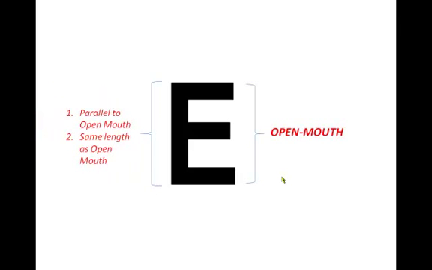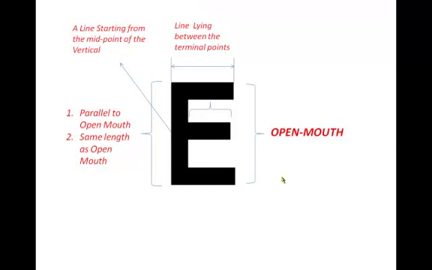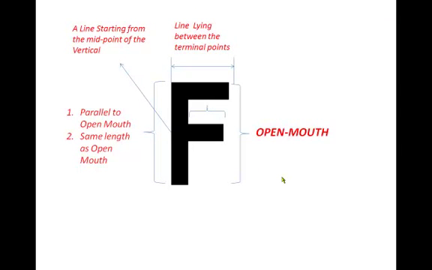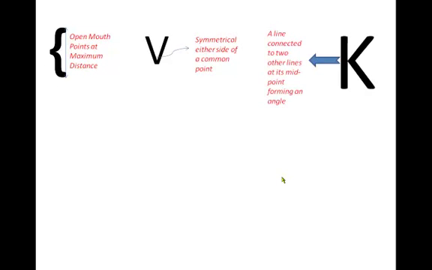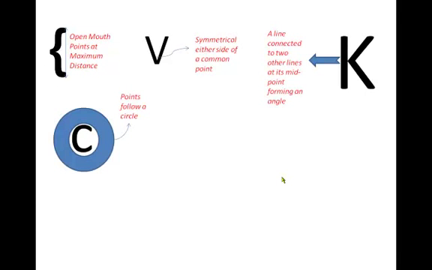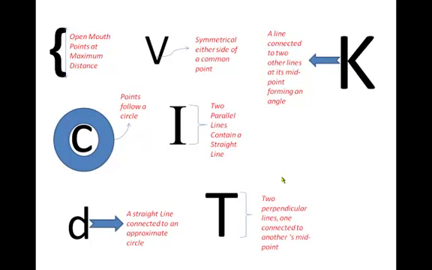It clearly has an open mouth and points lie on only one side of its mouth. A straight line parallel to this open mouth having the same length, a line starting from its midpoint, and 2 other parallel lines contained between the terminal points. F, although very similar in property to E, has only one such parallel line. Similarly, all the other characters that were assigned to us have unique geometrical features, and it is in fitting a certain character to this geometry that the basis of our algorithm lies.